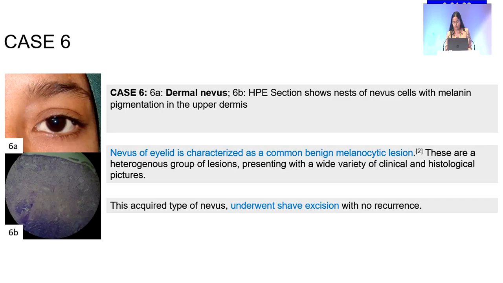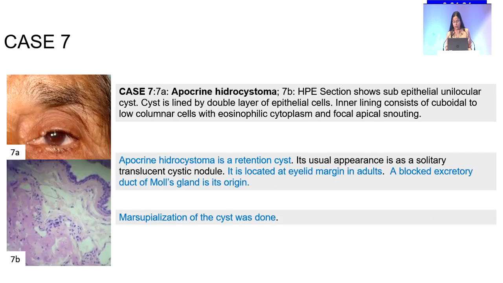Our sixth case was a dermal nevus. Nevus of eyelid is characterized as a common benign melanocytic lesion. In our case, again it underwent safe excision with no recurrence so far.